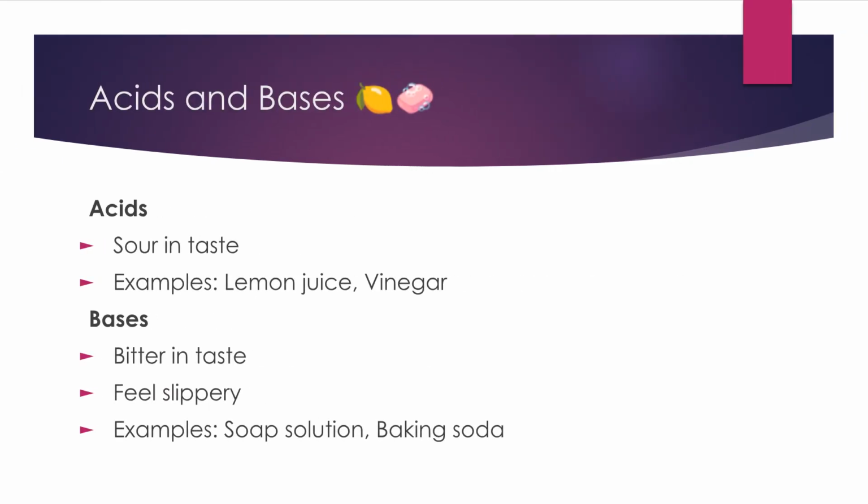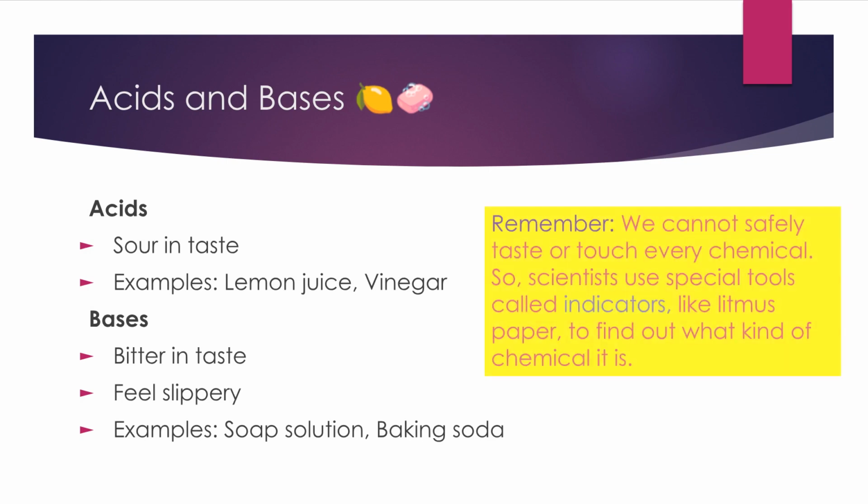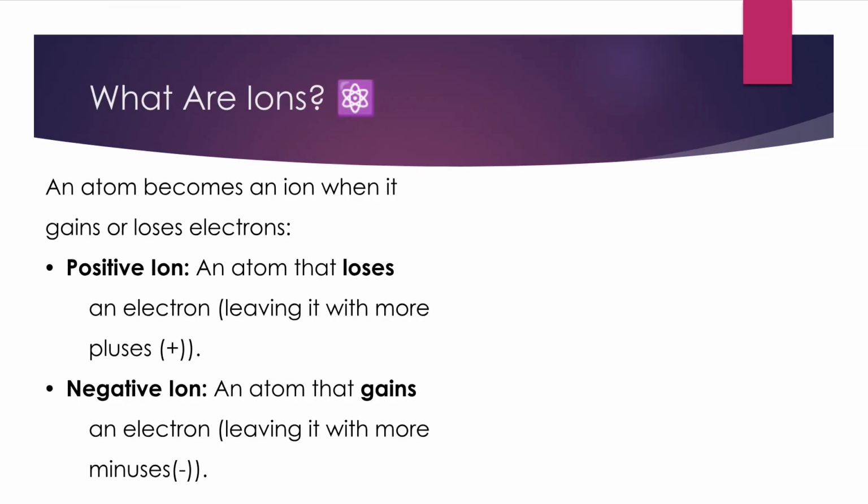Acids are sour in taste, like lemon juice and vinegar. Bases are bitter and feel slippery, such as soap solution and baking soda. Since we cannot safely taste or touch every chemical, scientists use indicators, like litmus paper, to identify them. A chemical substance is acidic, basic, or neutral because of the ions it produces when dissolved in water.